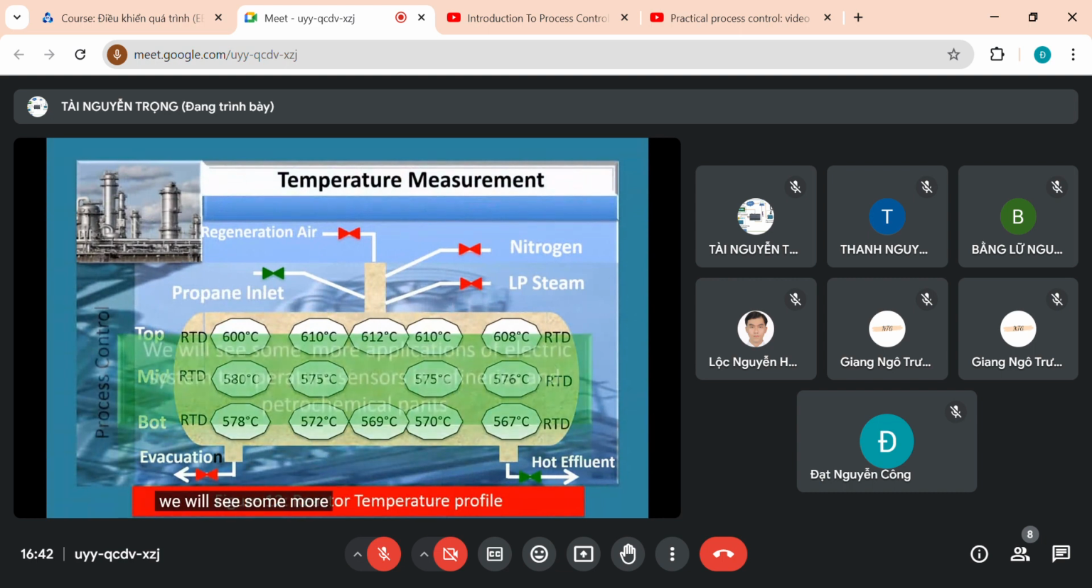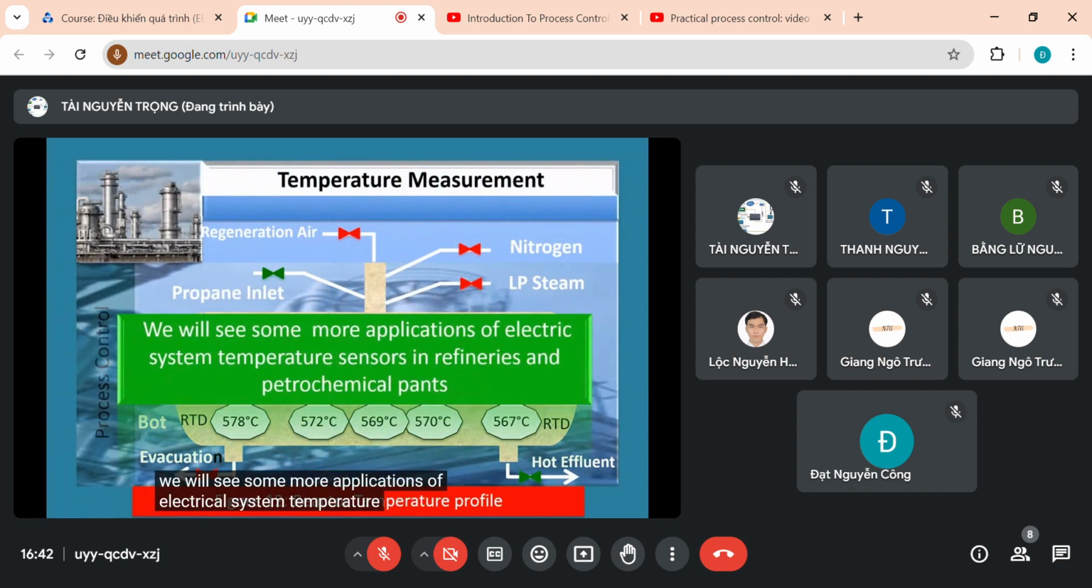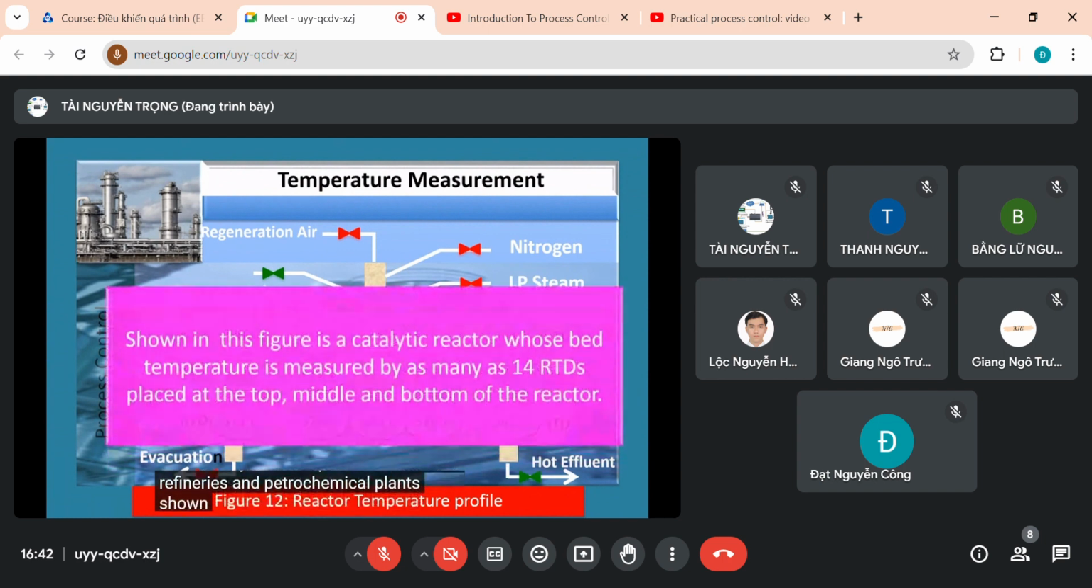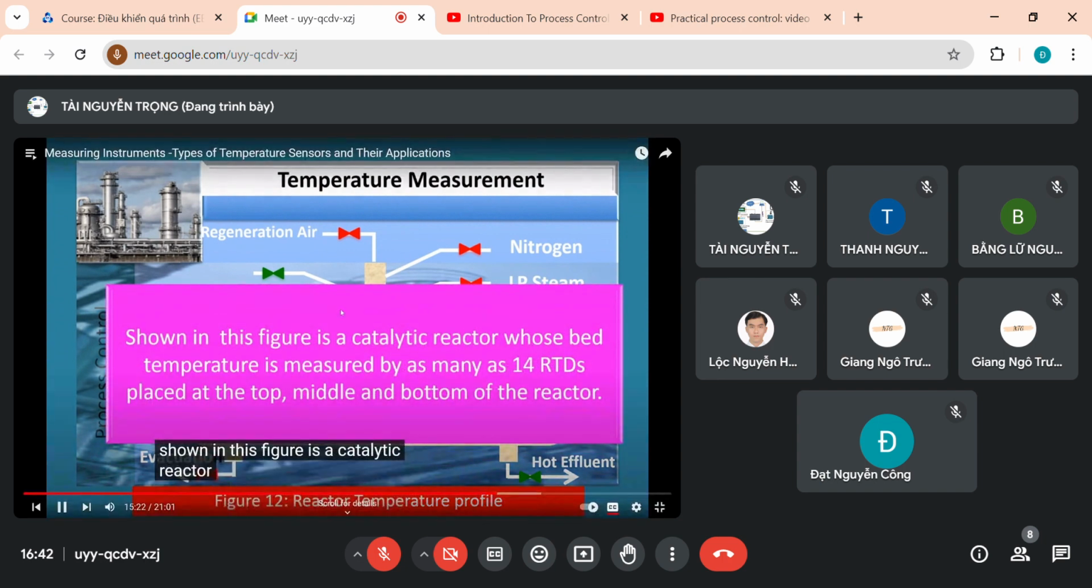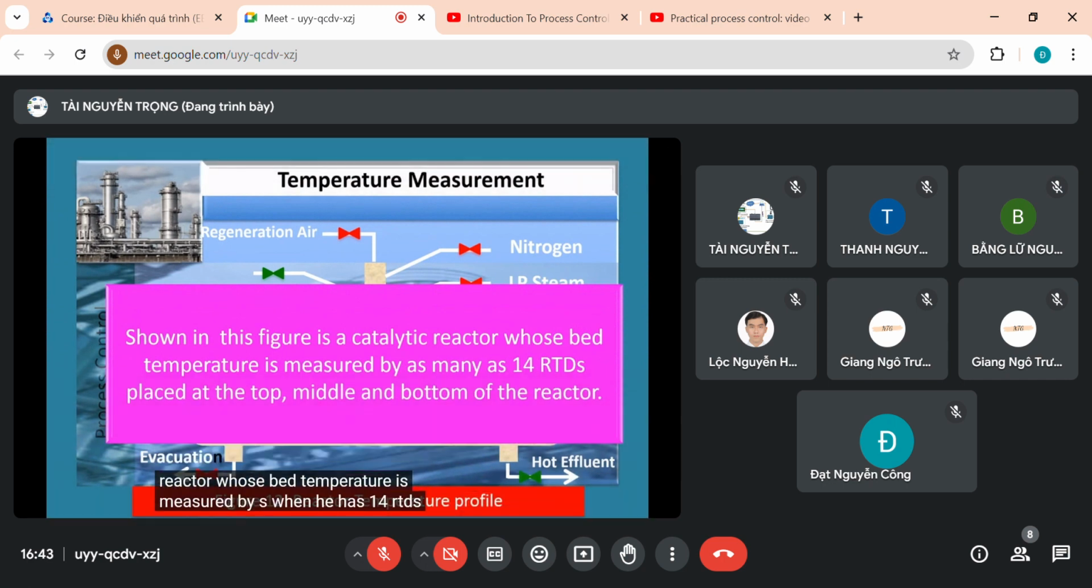We will see some more applications of electrical system temperature sensors in refineries and petrochemical plants. Shown in this figure is a catalytic reactor whose bed temperature is measured by as many as 14 RTDs placed at the top, middle, and bottom of the reactor.